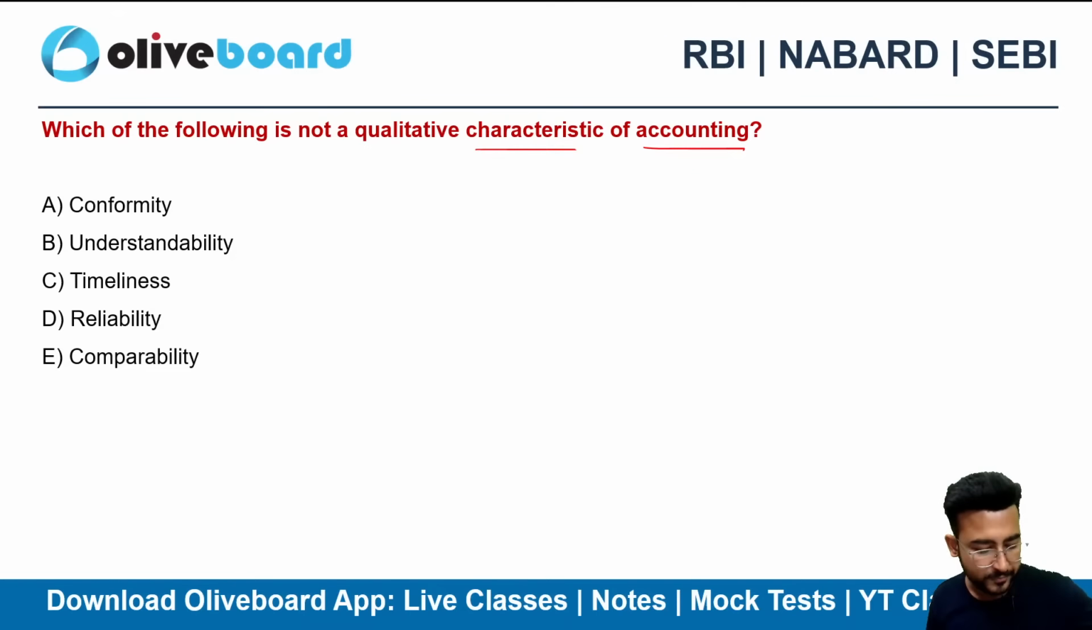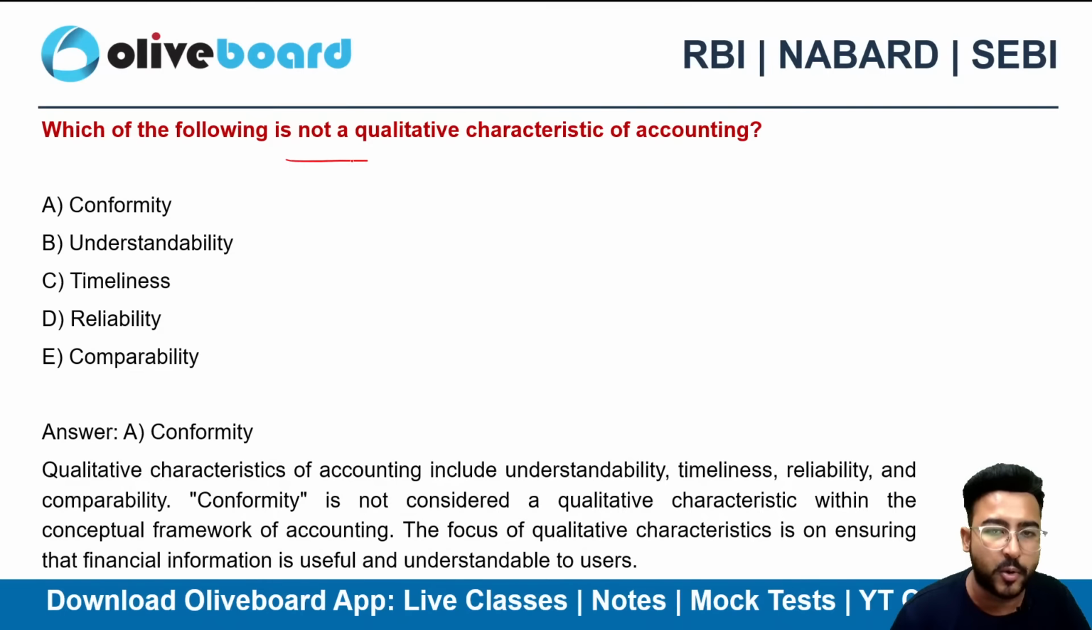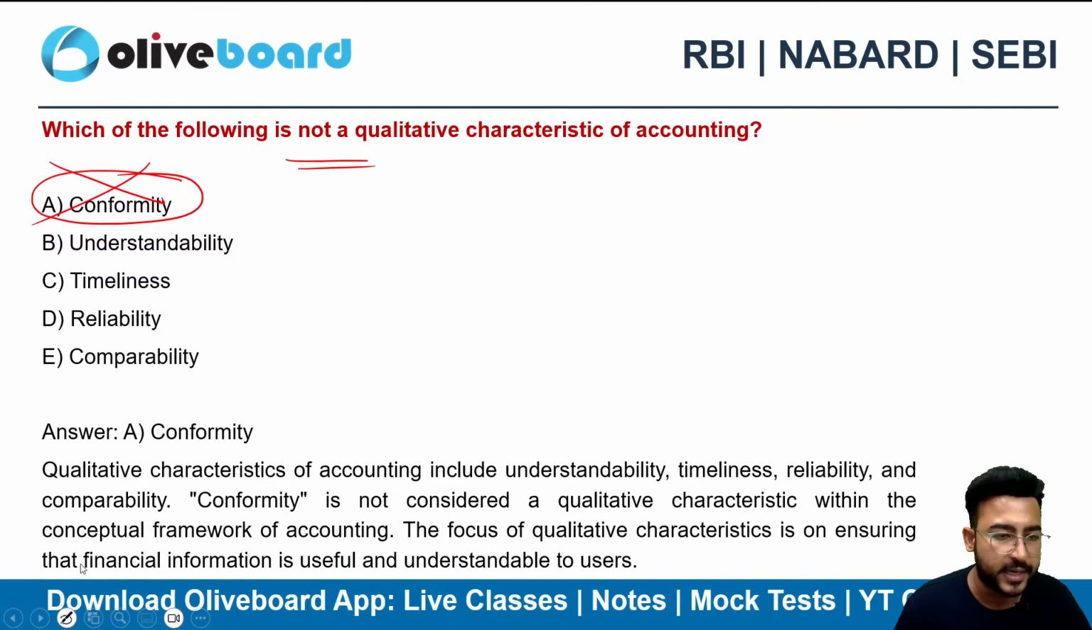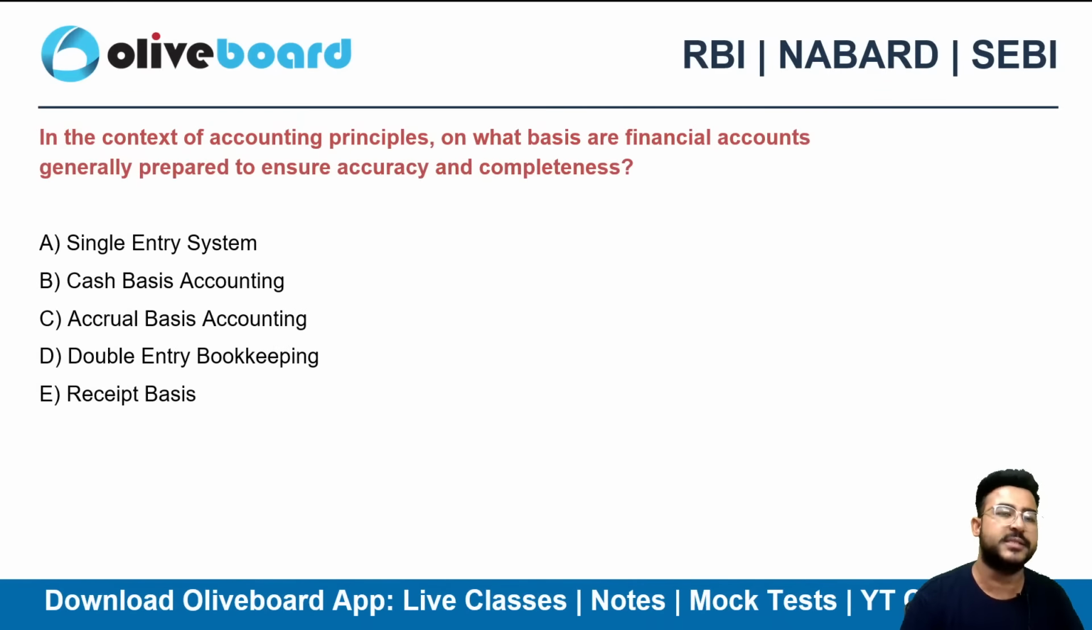Even the company law. The correct choice here is option A. Conformity is not at all a qualitative characteristic. There is nothing such as conformity. The rest of the things, like the data should be submitted timely, understandability, reliability and comparability, are all qualitative characteristics of accounting.